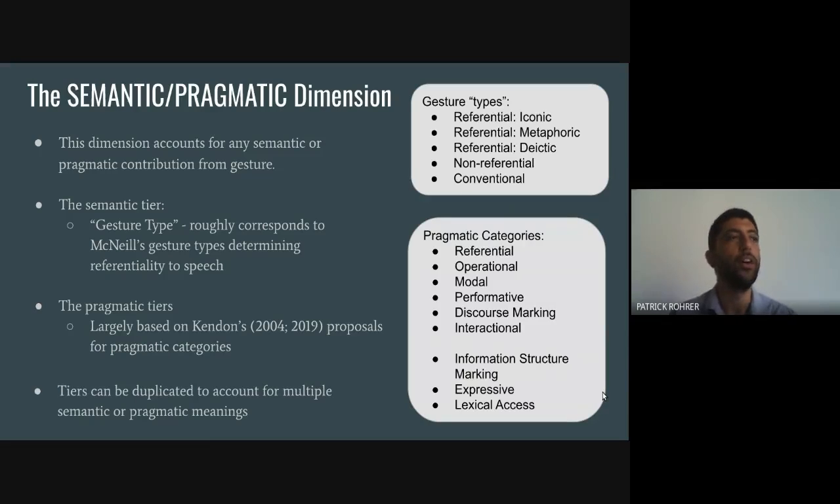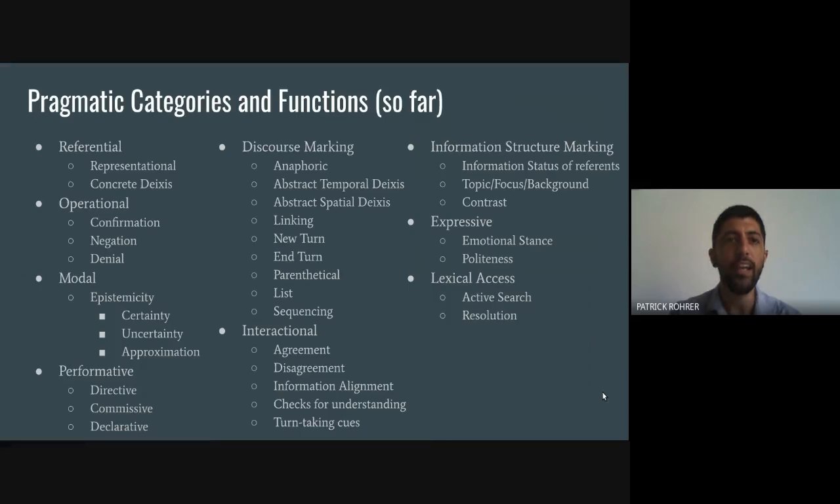So if, for example, somebody is talking about the future and they point to somewhere in front of them, you can argue, is that a deictic gesture or is that a metaphoric gesture? Well, in the M3D system, you just duplicate the semantic tier and you put one annotation as metaphoric, the other one as deictic, and there you capture both dimensions of that gesture. So this is why we think that the M3D system is able to go beyond these sort of categorical annotations. And as for the pragmatic categories, this is still somewhat of a work in progress.